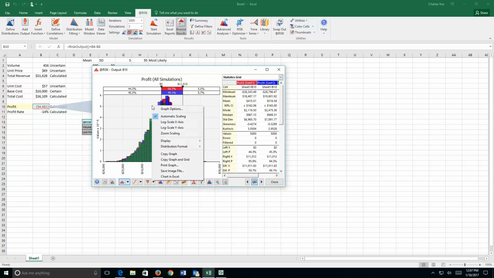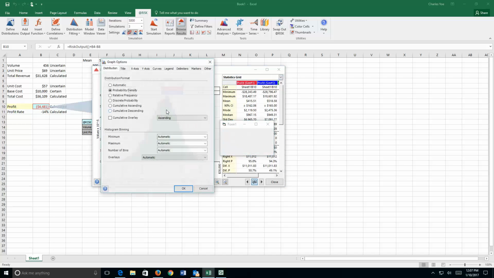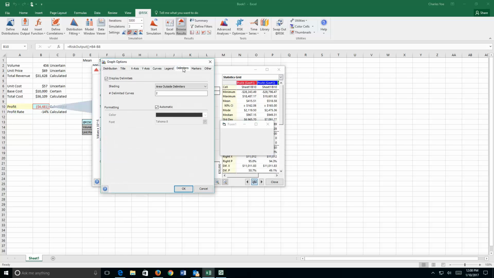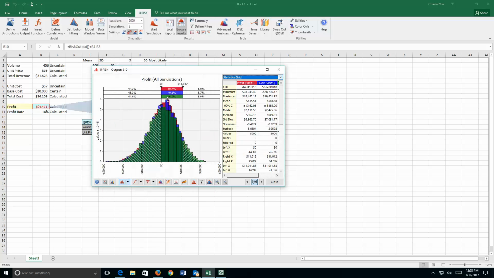So I'm going to go to graph options, and I'm going to select delimiters, and I'm going to ask for 3 delimiters. And now I can compare. We have 44.3% below 0, 45.3%, and 44.9%. They're not very significant differences. So in this case, it didn't seem to matter a great deal whether we used a correlation or not.